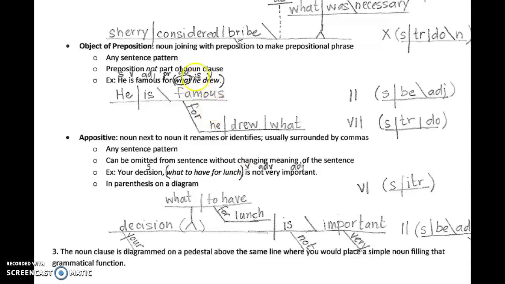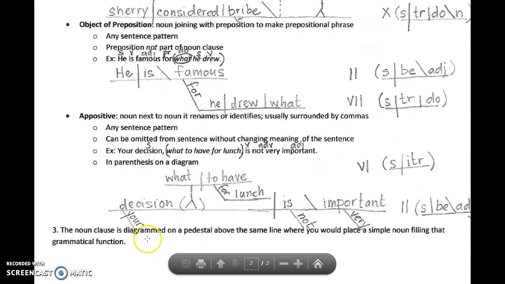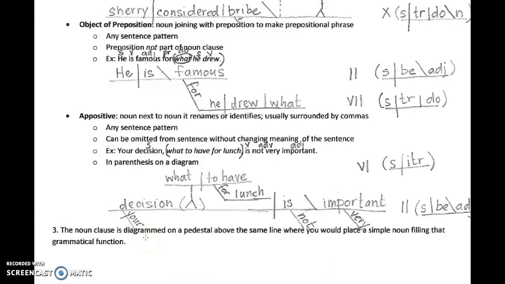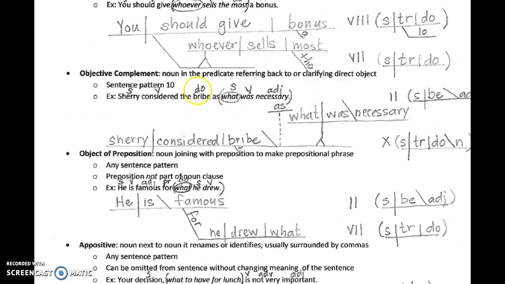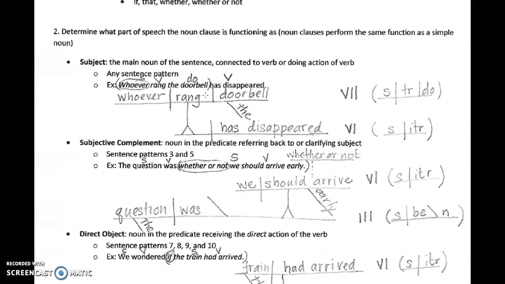All of these other ones, the other examples that we've looked at, parts of speech, have to be there for the sentence to make sense, but the appositive doesn't. And then again, they're all diagrammed on a pedestal above the same line. Remember that nouns are always diagrammed on horizontal lines. So the pedestals are going to be diagrammed on those horizontal lines. And now I just want to back up a little bit and talk about where things are going in the noun clauses. So we're going to move beyond the entire sentence and just look specifically at noun clauses.